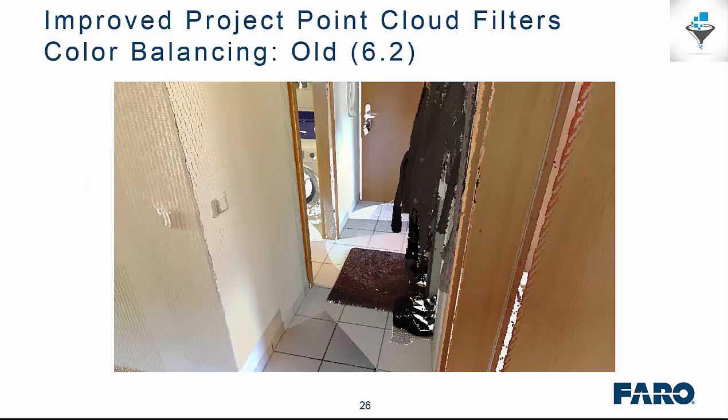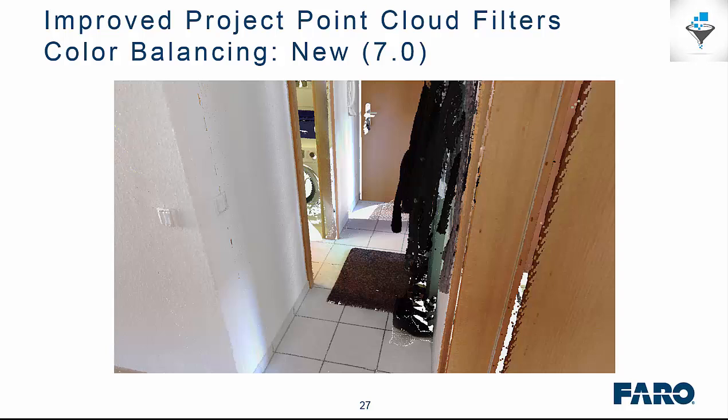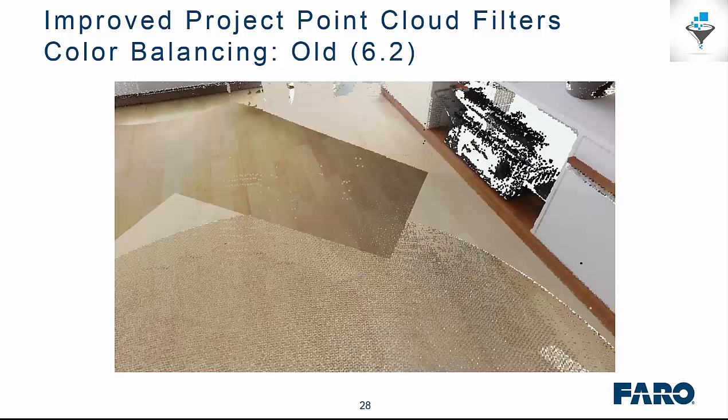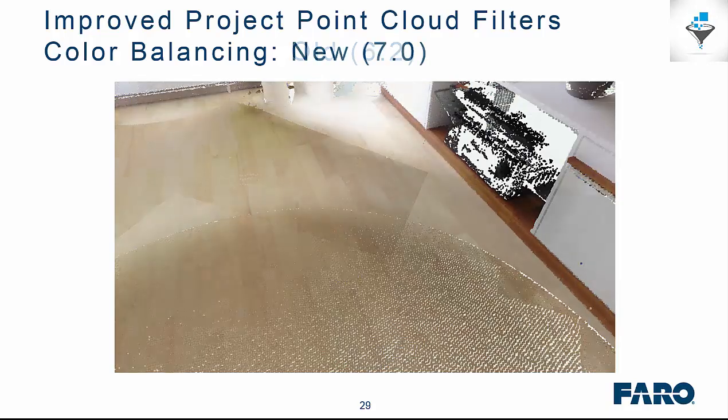We've also done a lot of work to the project point cloud filters for color balancing. So in an instance like this, where we've got light and shade and different variants, in 6.2, this is what we'd expect from a project point cloud. But once we've applied the new features in 7, you can see a lot of that transition in the color has smoothed out. Another example here on the floor, where you see the overlap of different exposures from the camera. But in Scene 7, we've smoothed all that out to give us a better looking point cloud.